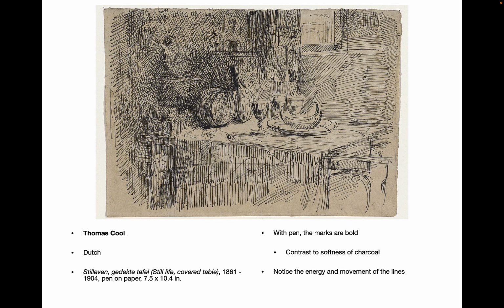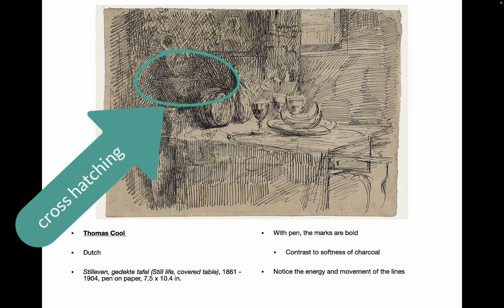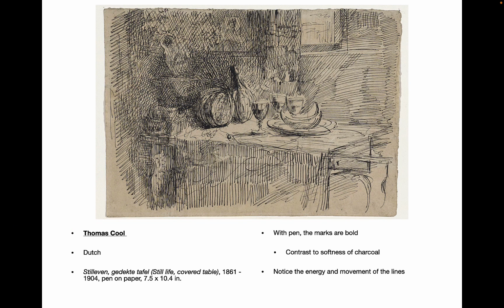Okay, so this is Thomas Kuhl, a Dutch artist, and what I want you to look at here is how the pen lines are very bold and energetic. We're going to work on cross-hatching next week, so check out the cross-hatching and the bold use of the pen. It's not clean, it's not perfect. It's this artist getting down the still life with the table in perspective, which is why I included it here, and the circles, the plates in perspective. And there's other objects on the table that look like they're in perspective as well.